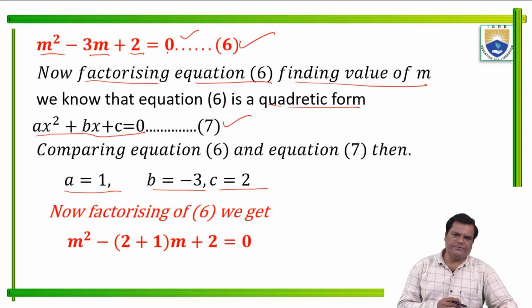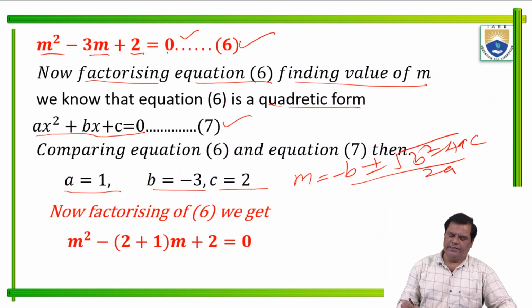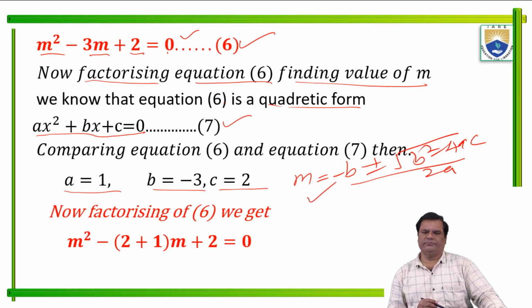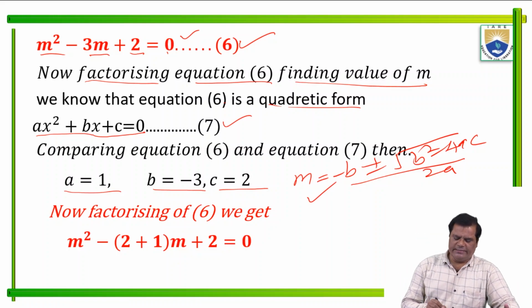So there are two options here. We can apply the direct formula: m equals minus b plus or minus the square root of b² - 4ac, upon 2a. If we apply these values, we can find the roots directly. Otherwise, we can factorize. So we are factorizing here.